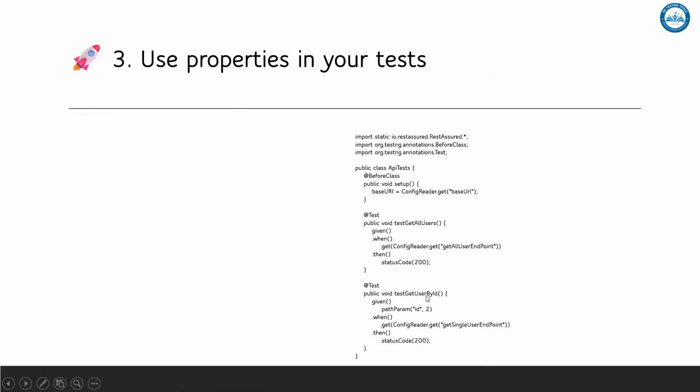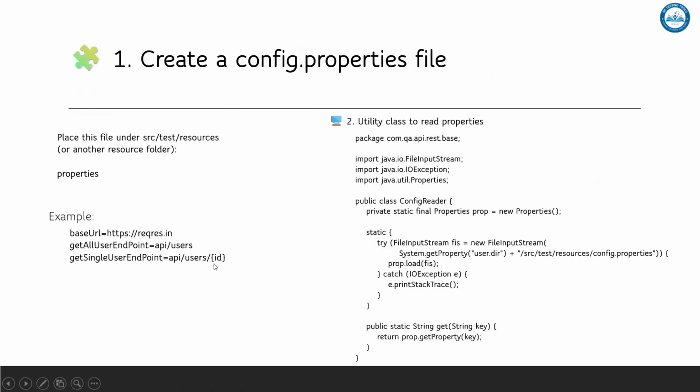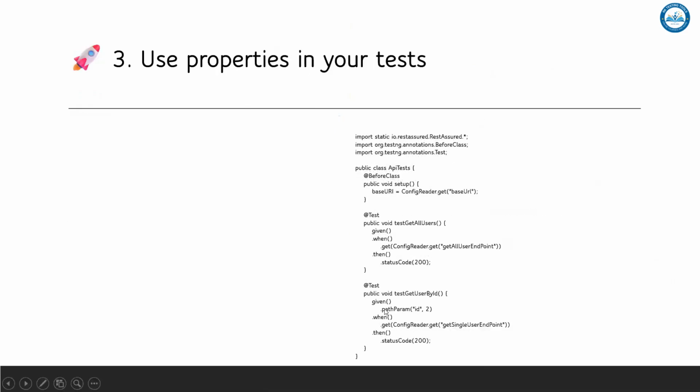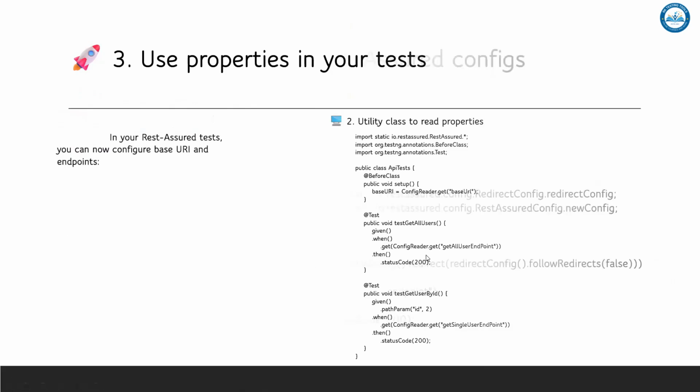If you want to get a specific user by ID, then you can use given dot path parameters. You can define it like this: API slash users slash, and a curly bracket ID, and close the curly bracket. Then you can pass dot path parameters ID, comma 2. Dot when dot get and config reader dot get, this is the get single user endpoint, dot then status code 200. So we can see this practically so that we can understand how it is going to be.